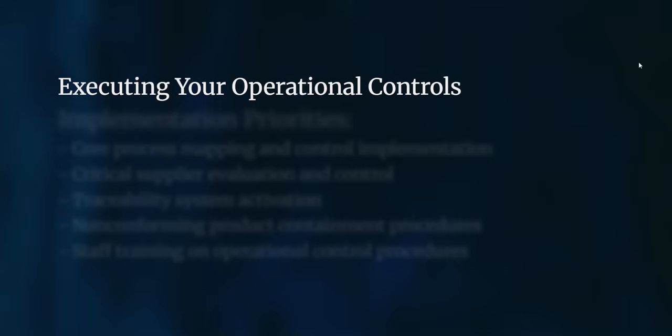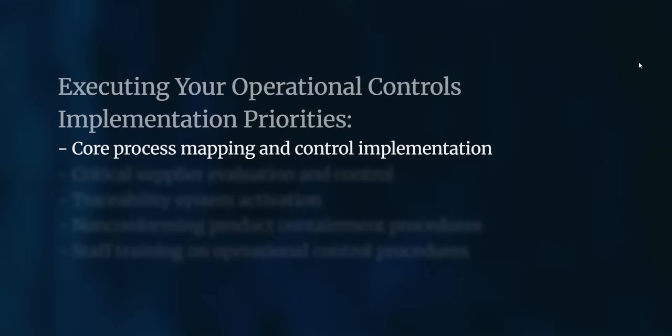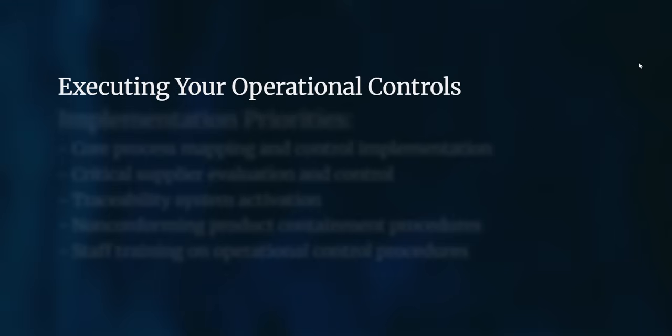Executing your operational control. Implementation priority. This is how you prioritize control of your operations. First, core processes must be mapped and controlled. Sorry, executing your operational controls.